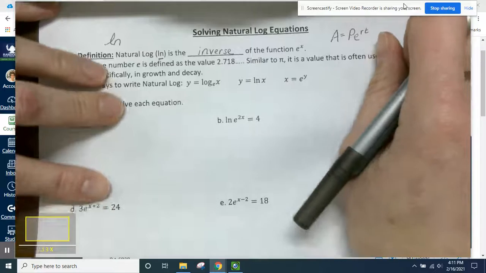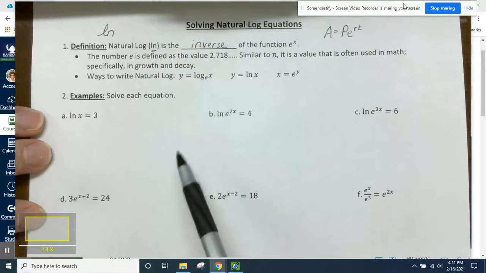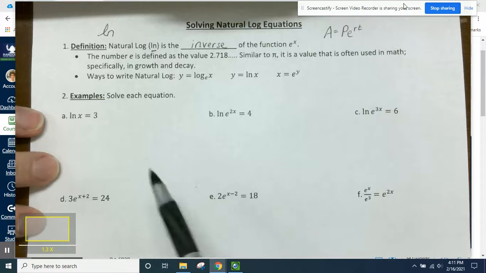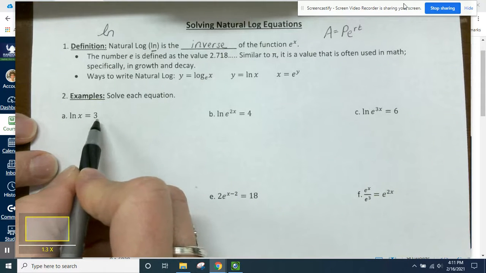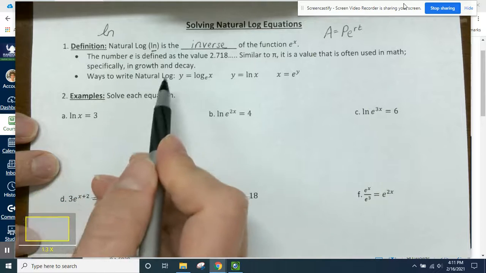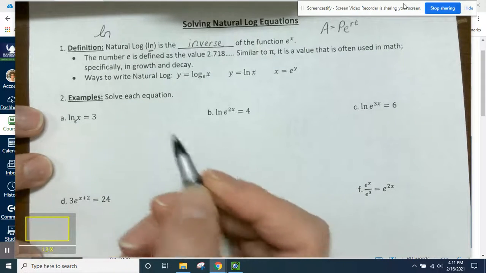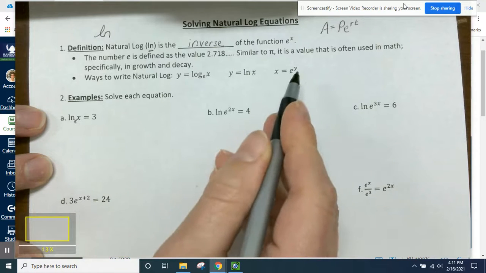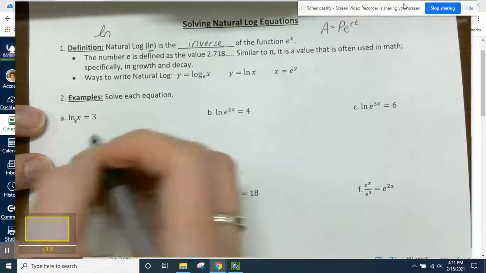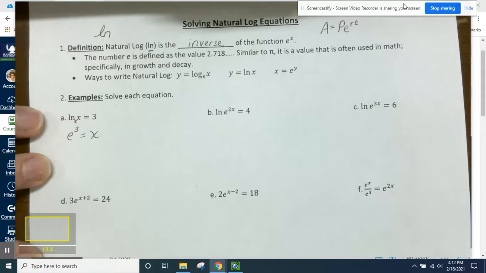So that's just an introduction of what natural log is, and we're going to look at how to solve some equations using natural log. So if I wanted to solve the natural log of x equals 3, now remember it's the inverse of e to the x. So this is like having a base of e here. So I could rewrite this as an exponent, e to the y. So my y here is 3. So I could rewrite this as e cubed equals x.